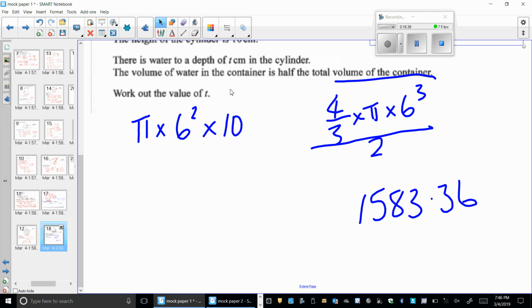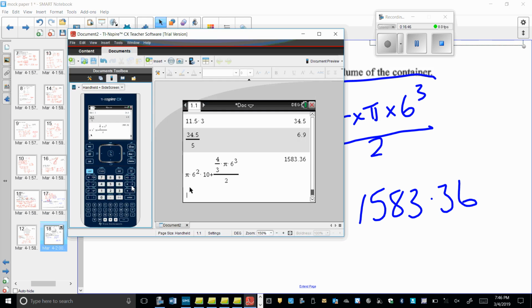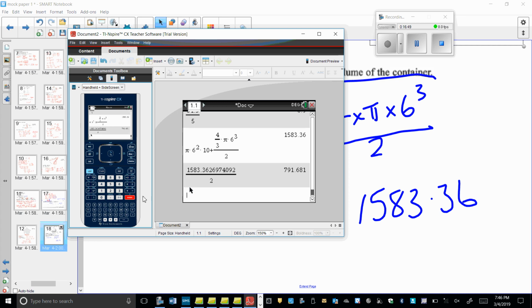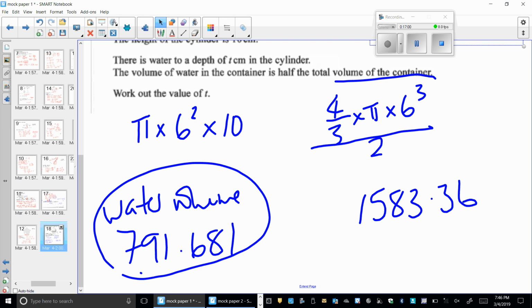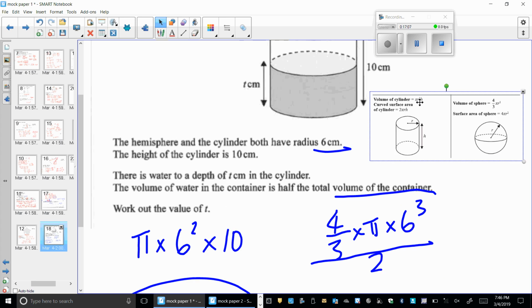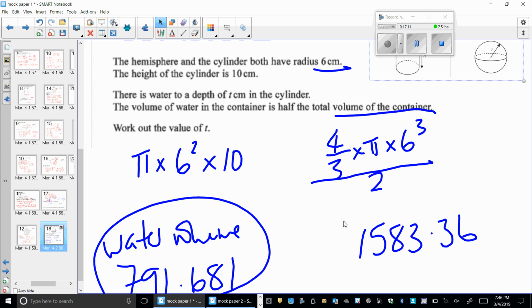The volume of the water in the container is half that total, so we find half of that value, which is 791.681. This is the water volume. For the water volume, it's another cylinder. So we're going to use this same formula, pi r squared h, but this time use the letter t. And we know the answer to it.